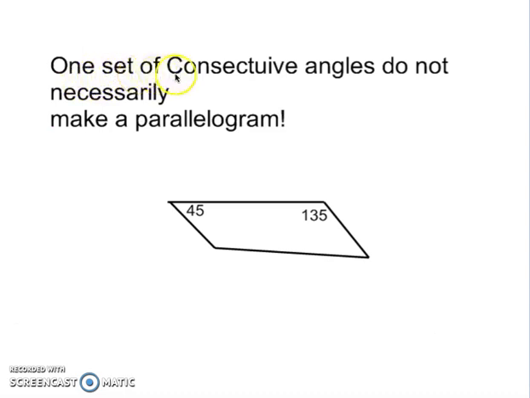Now this is really important. One set of consecutive angles, like you can see here, does not necessarily prove a parallelogram. So when you're trying to decide if something is a parallelogram or not, you cannot say yes, it's a parallelogram because consecutive angles are supplementary. That does not make it a parallelogram. You cannot use it to determine if it's a parallelogram or not. So even though these are consecutive angles that are supplementary, that does not make this a parallelogram.